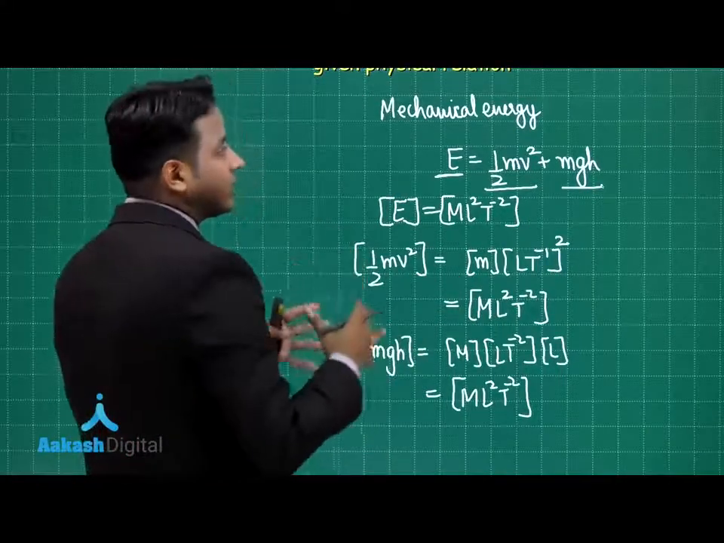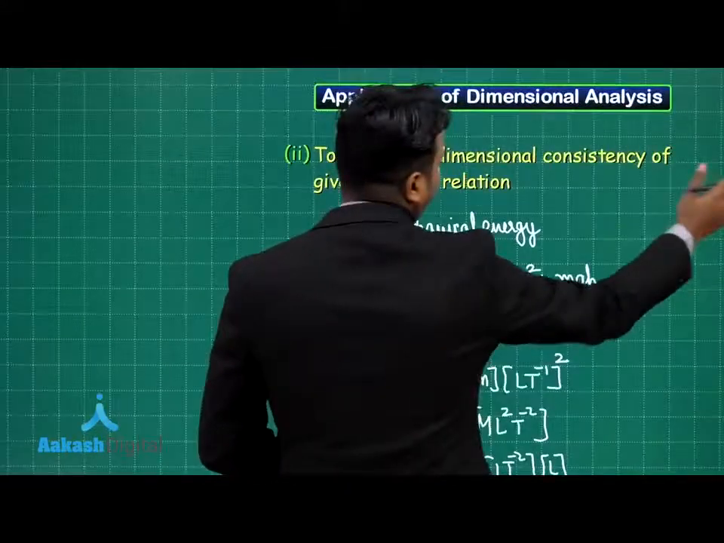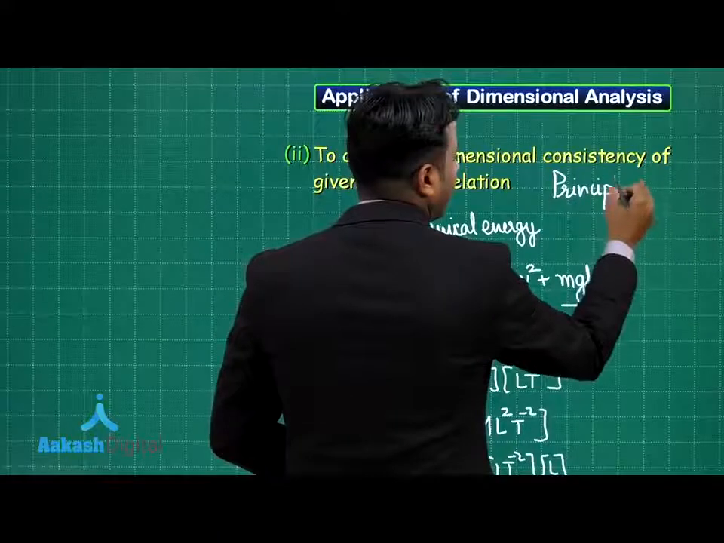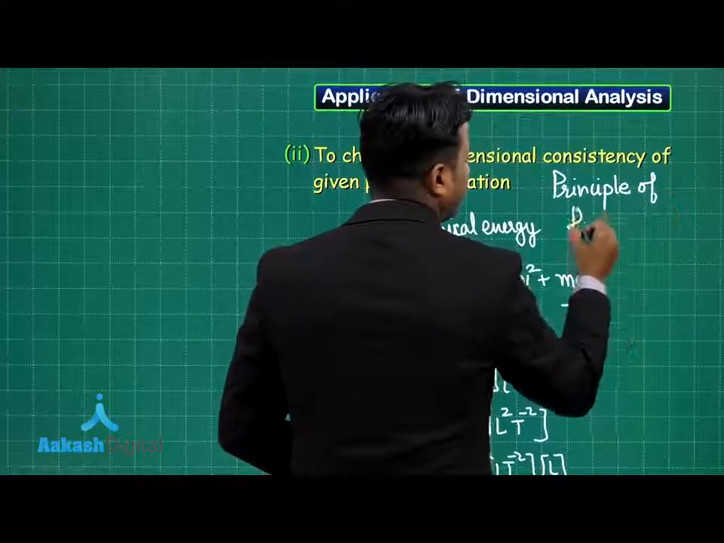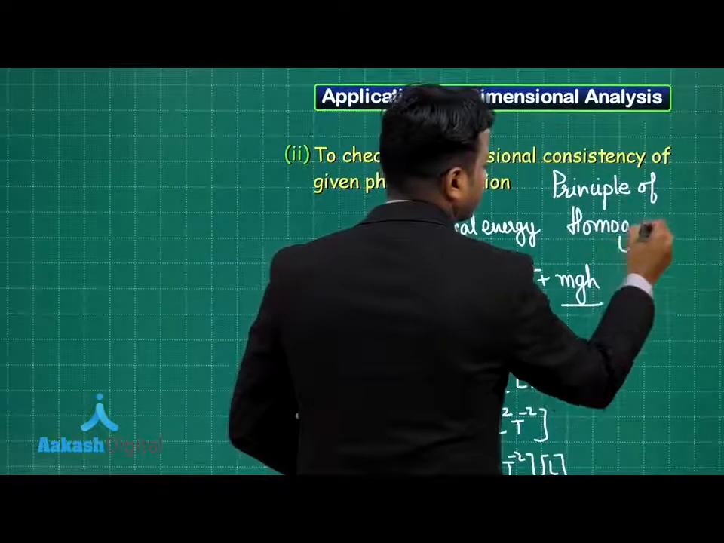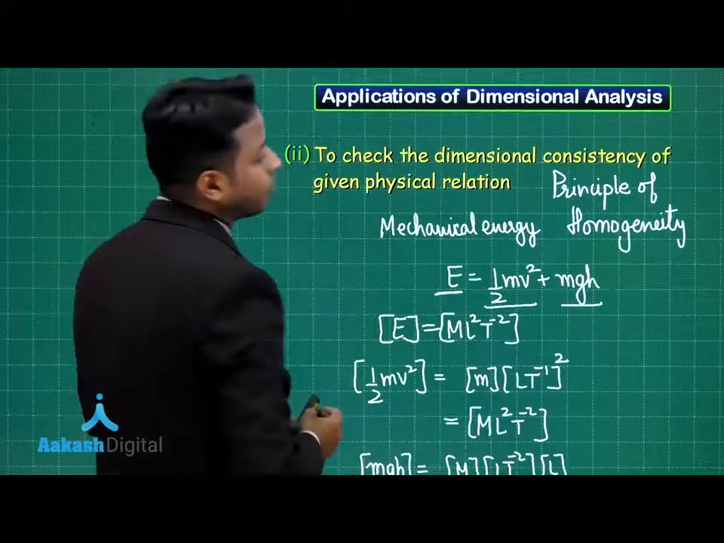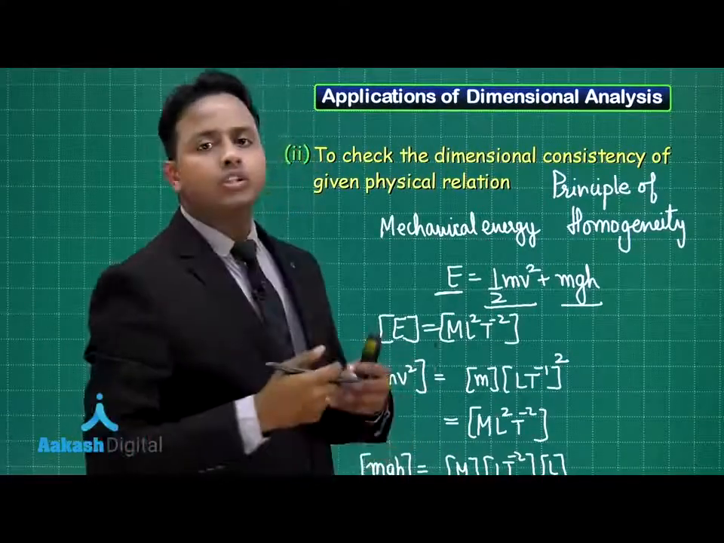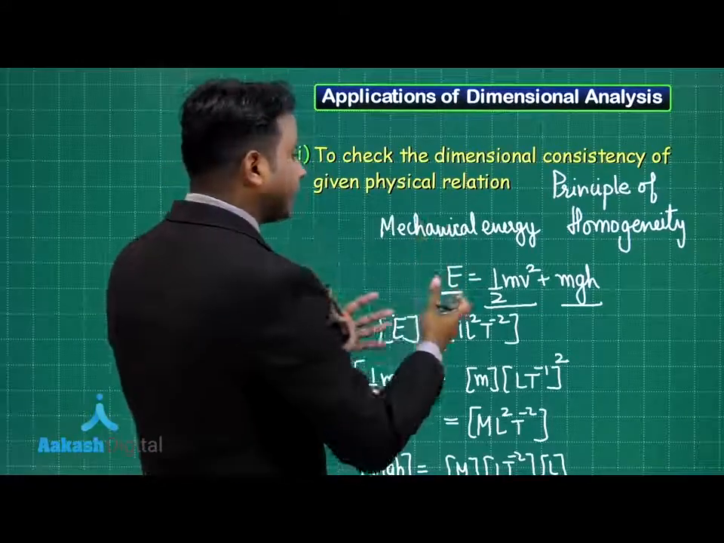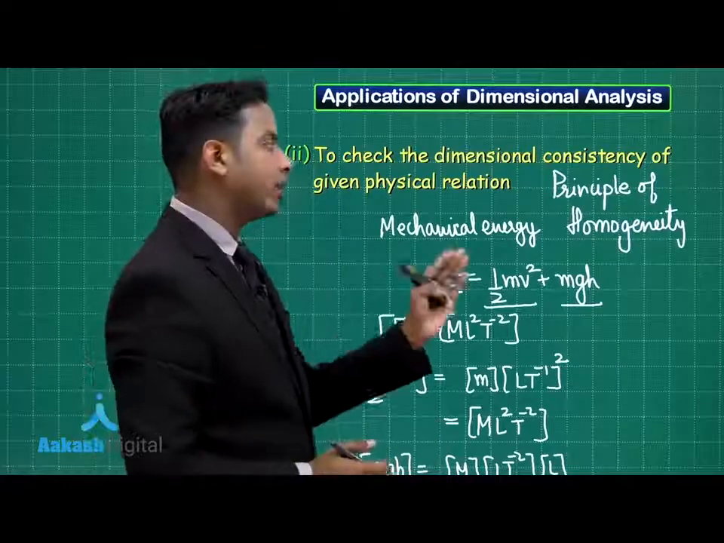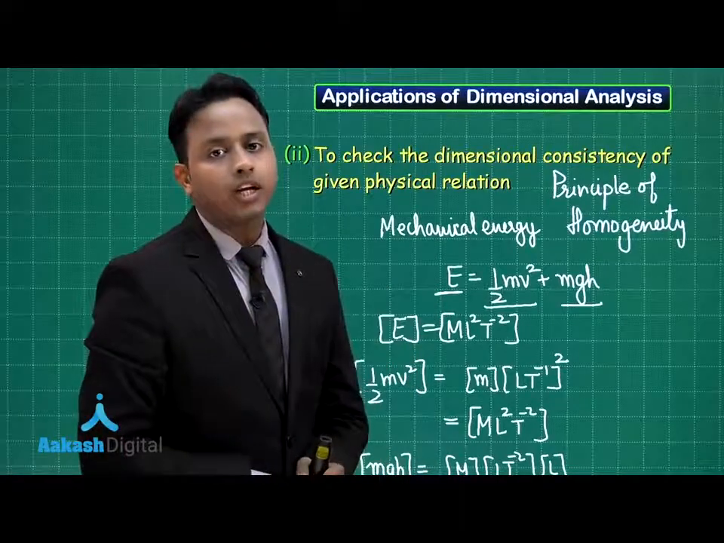So this is actually an application of the principle of homogeneity, which says that whenever we have a physical relation in this sense, then every factor must have the same dimension set, and you can check the consistency of that equation.